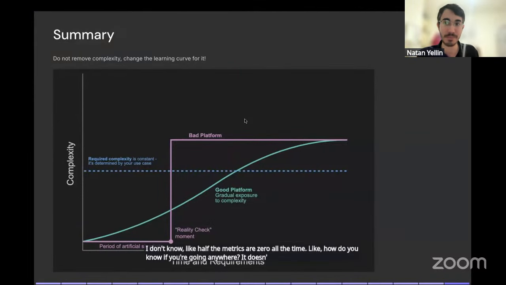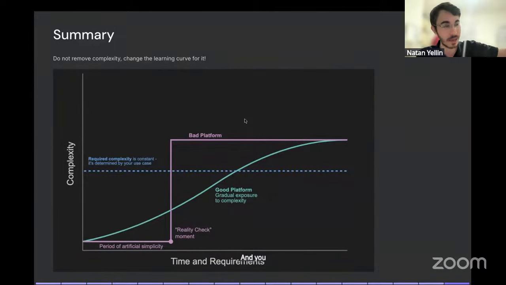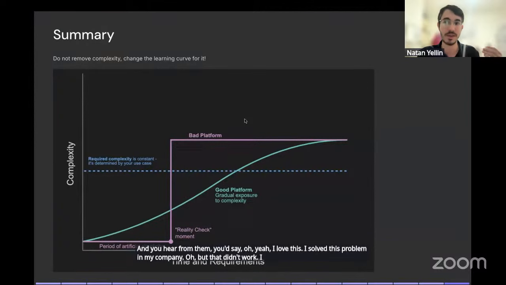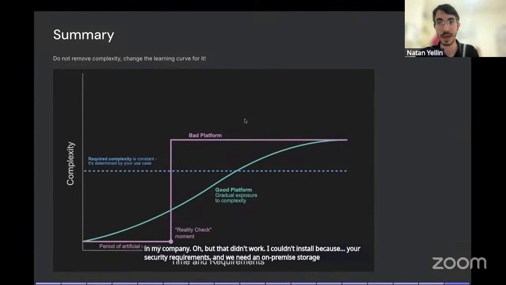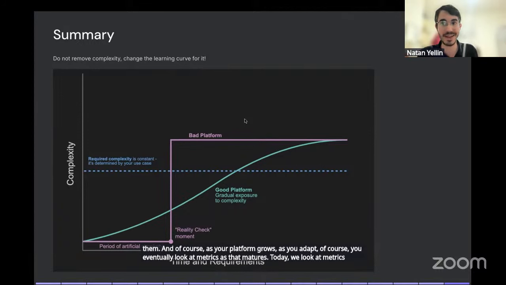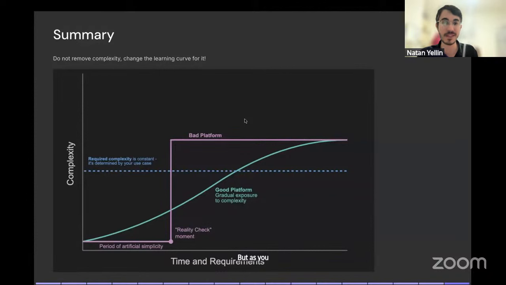But if you speak to the people and hear from them, you say, oh, I love this, this solved this problem in my company. Oh, but that didn't work. I couldn't install because your security requirements weren't good. We need an on-premise large language model. Oh, okay, we can do that. You end up learning a lot more from just grabbing three people and speaking to them. And of course, as your platform grows and matures, you eventually look at metrics. Today we look at metrics, it's easy, I check metrics every morning. But as you start, I recommend just speaking to three people. That's all you need to do.